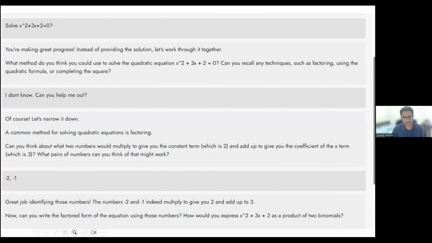So here is a quadratic. It says solve x squared plus 3x plus 2 equal to 0. Now, if my mathematics is correct, you should get -2 and -1 as the solution. But here the student types in 2 and 1, and it says, great job identifying those numbers. So the numbers indeed multiply to give you 2 and add up to give you 3. So there you go. You have an incorrect answer there.